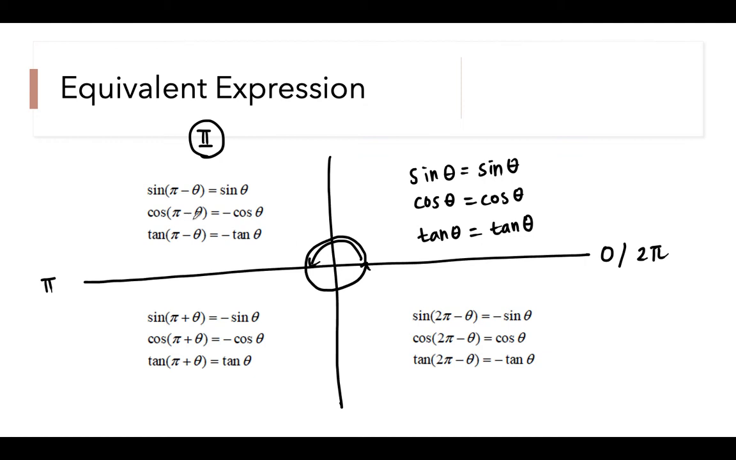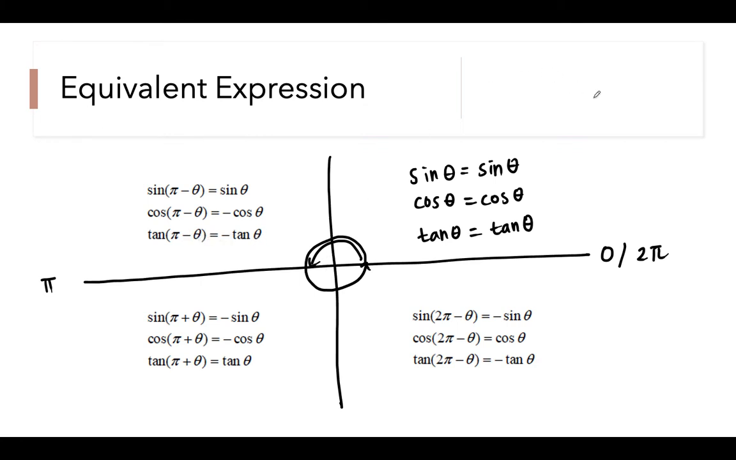On the other hand, cosine of pi minus theta, where theta in this case is my related acute, is equal to negative cosine theta. And for tangent, tangent of pi minus theta is equal to negative tangent theta.